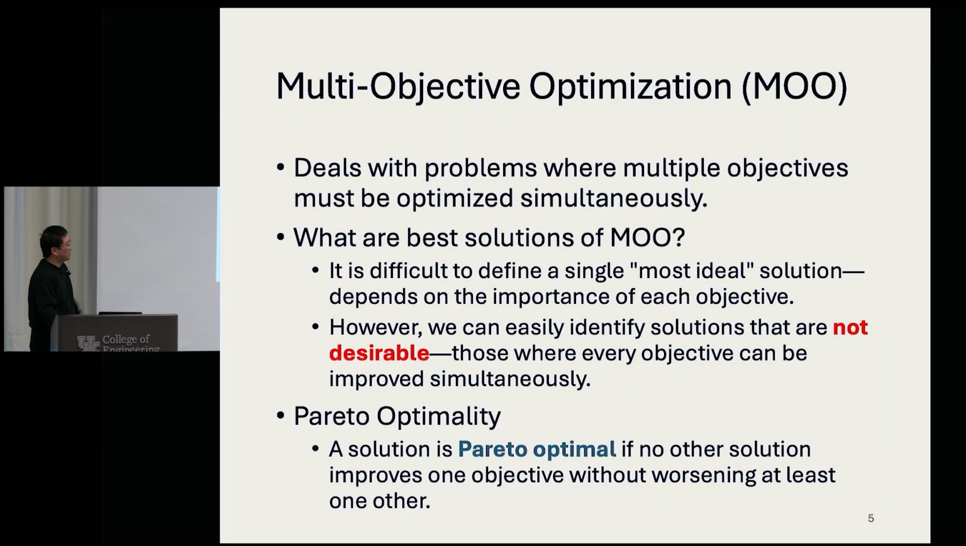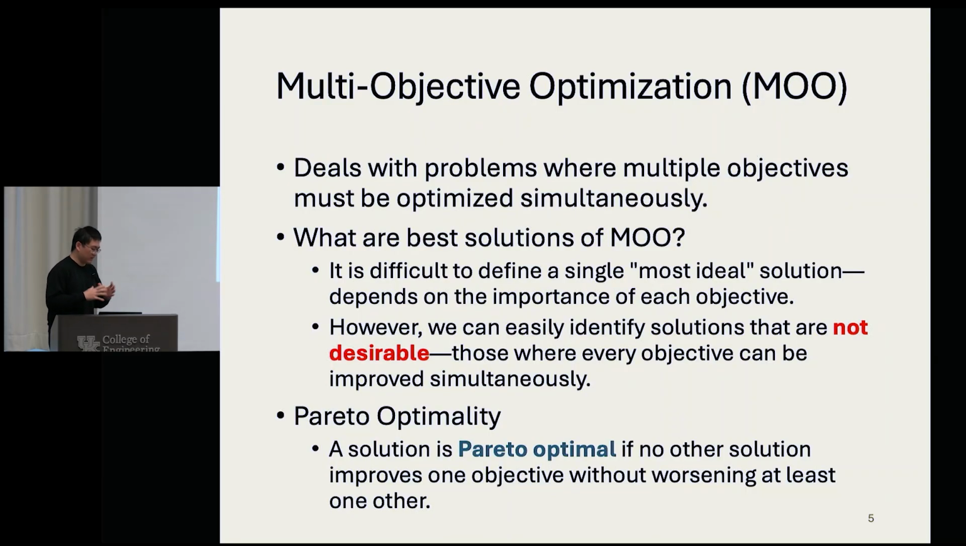And that leads to a very important concept in multi-objective optimization, which is called Pareto optimality. Pareto optimality says that a solution is Pareto optimal if no other solution improves one objective without worsening at least one other. Right? So for those Pareto optimal solutions, we know the solution does not belong to the undesirable situation. That means if we want to increase one objective, we have to sacrifice other objectives.